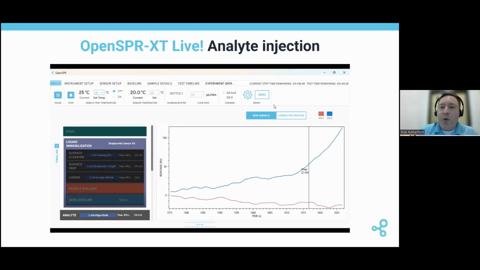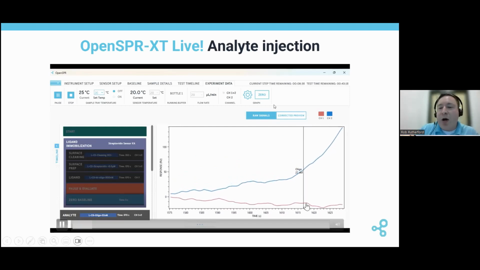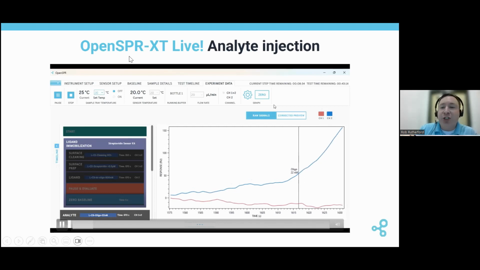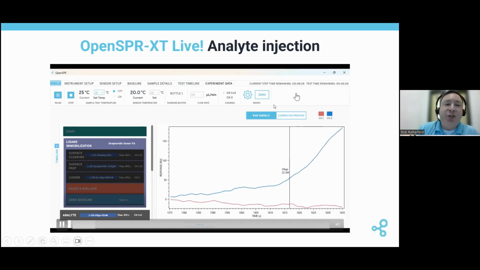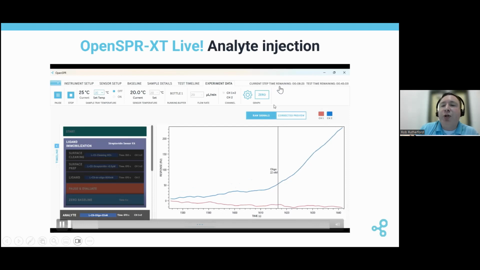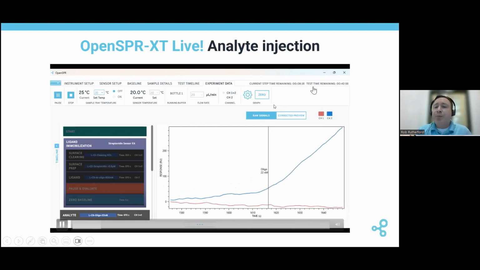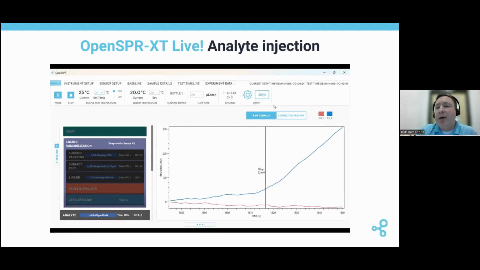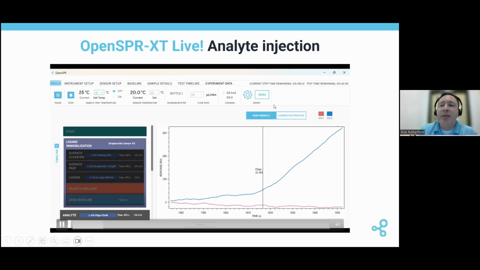And basically what we're going to look at here, once again, we've got our black line, which is telling us where the injection is starting. The other features that are fairly nice to look at, if you look at the top right-hand side of the software, it gives you the current time remaining in your injection. So in this case, it's about 8 minutes and 20 seconds. And then it will give you the total test time remaining. So about 43 minutes here.